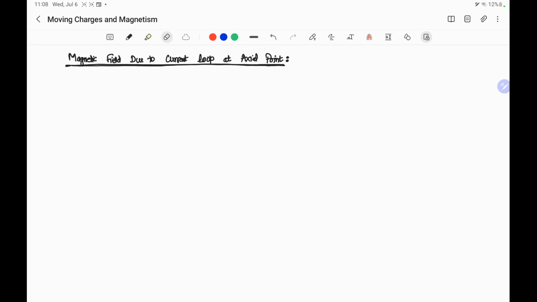To find the magnetic field due to a current loop at an axial point, we will use Biot-Savart's law, which states that the magnetic field due to an elementary current length will be equal to dB, which is mu naught by 4 pi I dl sin theta by r square. Here, theta is the angle between the current element and the radius vector r.